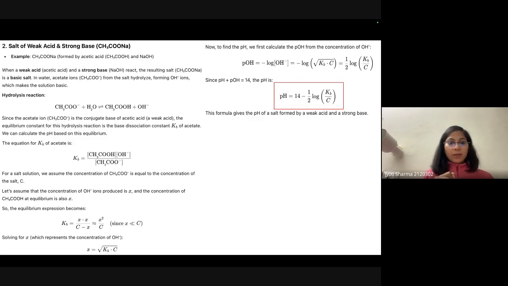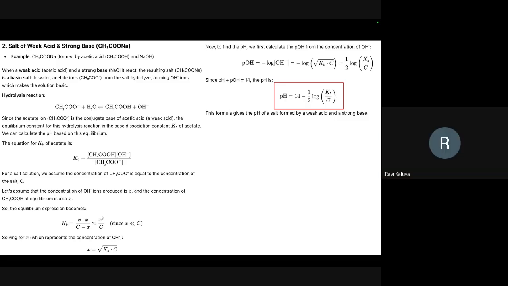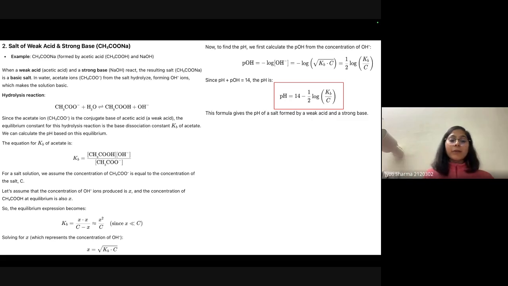Okay, and if we do the hydrolysis with the H2O, then this will give you acetic acid plus OH minus. Okay, so what we will do, if we have the strong base, then we will calculate the equilibrium constant for the base, right? So Kb is equal to the concentration of the product, the multiplication of the concentrations of the products, upon the concentration of the reactant, right? And then if we assume the concentration of OH minus is X, and because it is in equilibrium, then the concentration of CH3COOH at equilibrium will also be X.